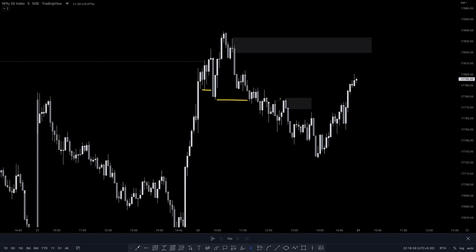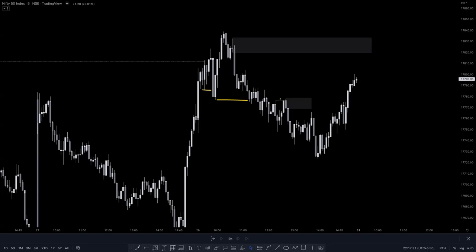In the three sessions, Asian, London, and New York, at least one session will be manipulated every day. If the Asian session is manipulated, then London and New York will both be a continuation. If Asian is a continuation and London follows the same, then New York will be manipulated. Manipulate means the Asian high or low is taken out for liquidity, and then you buy or sell after the session high or low is taken out.